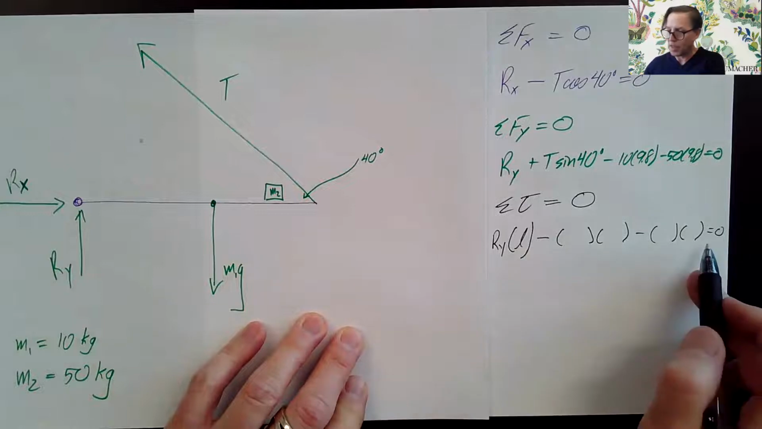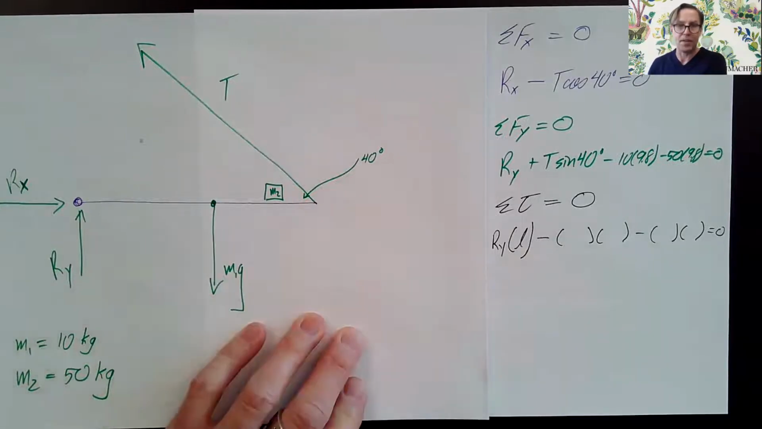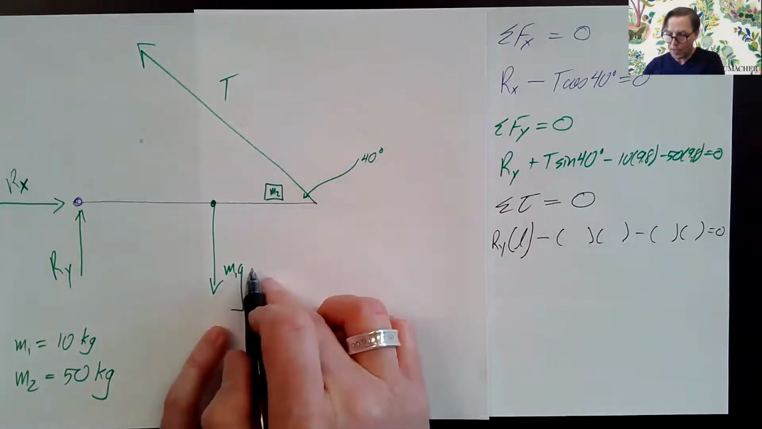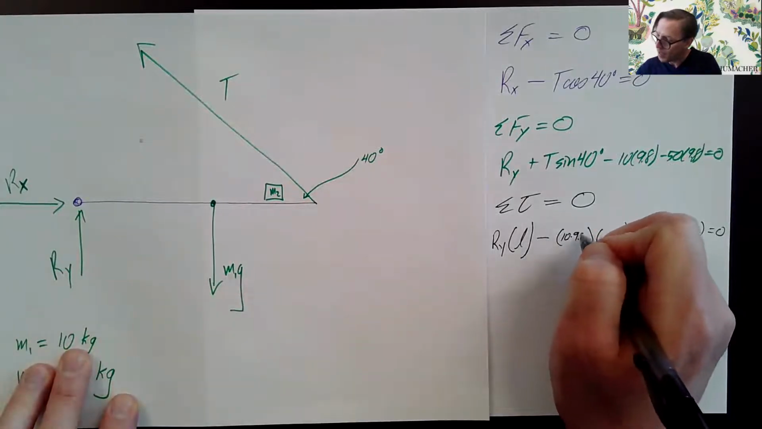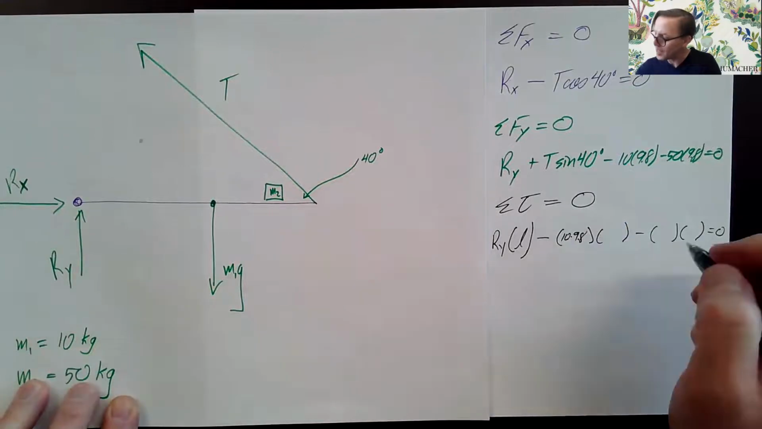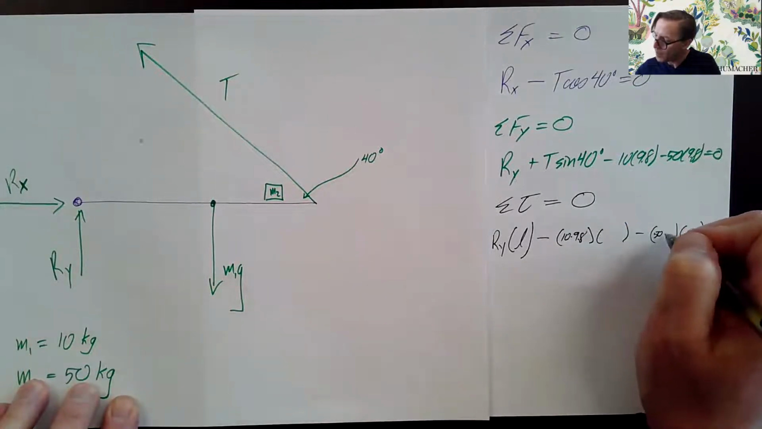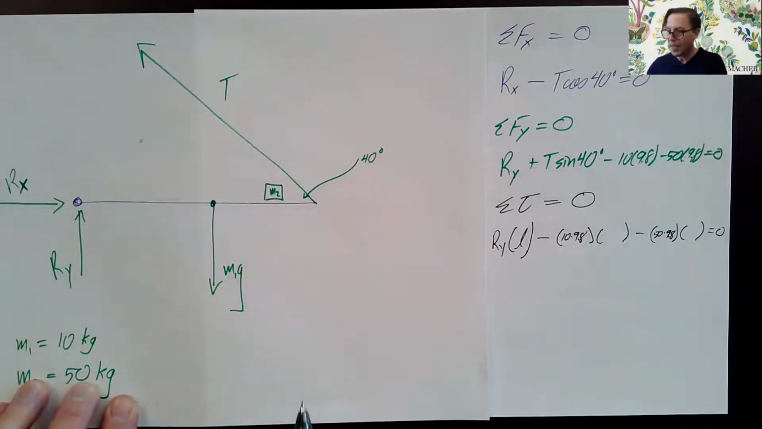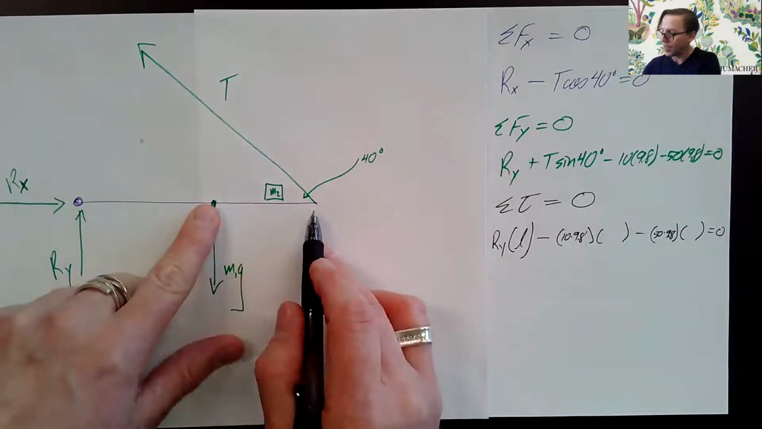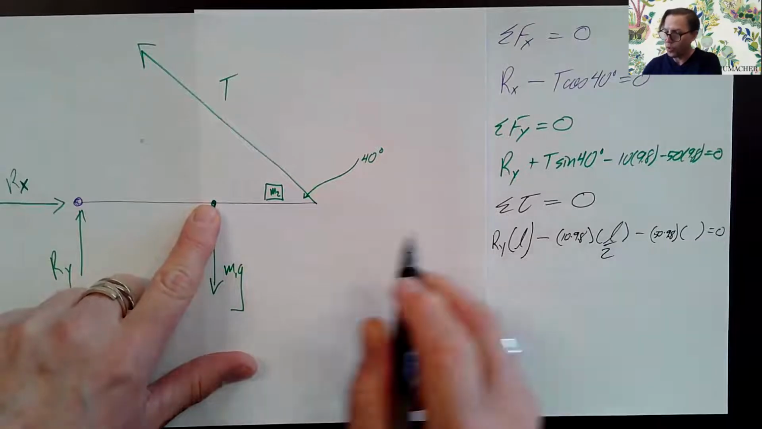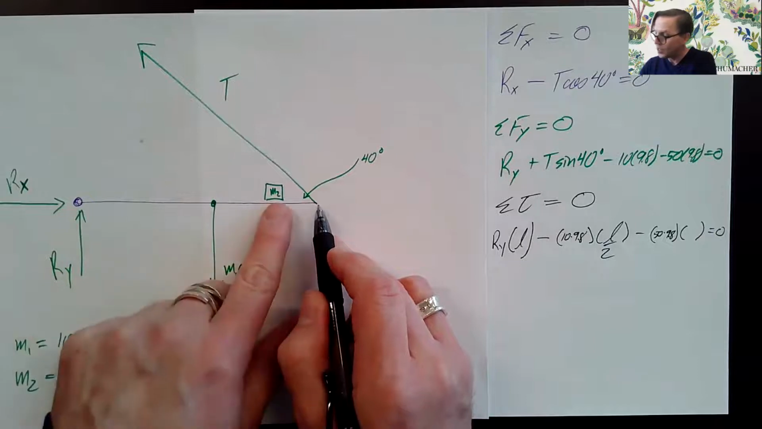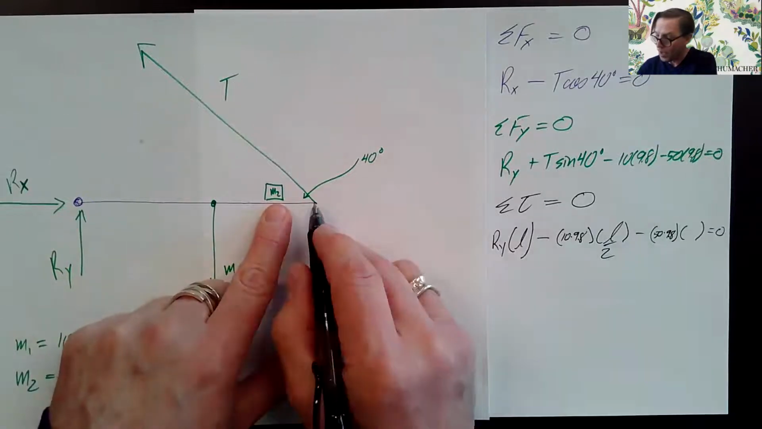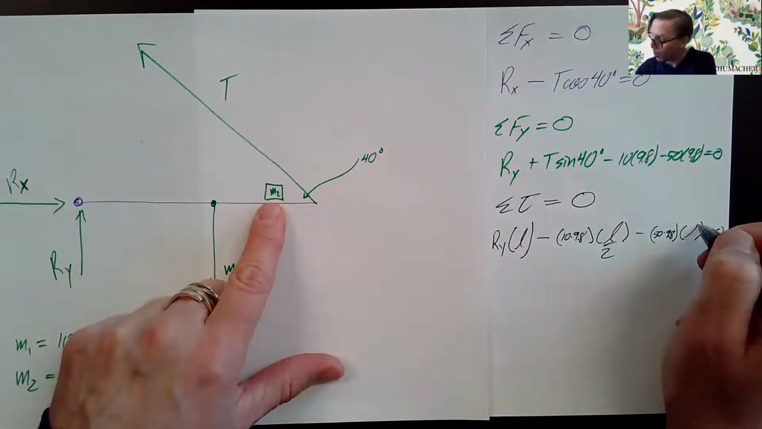I like to give myself space to work in before I fill in the numbers. M1G is 10 times 9.8. M2G is 50 times 9.8. M1G, this is a distance L over 2 from the pivot point. And I think we said this was 3/4 of the way. So this is a distance 1/4 of L here, L over 4.